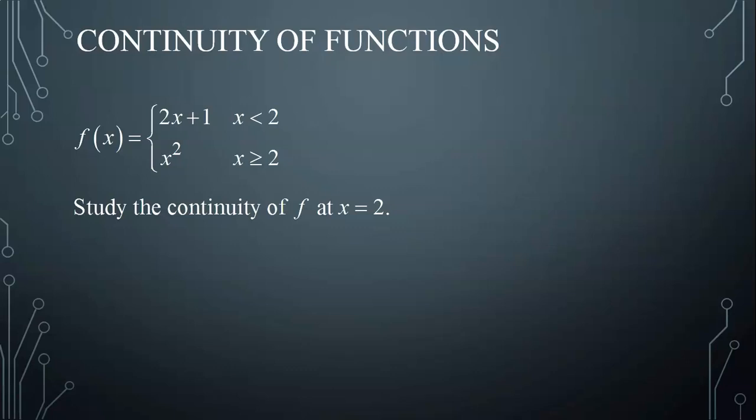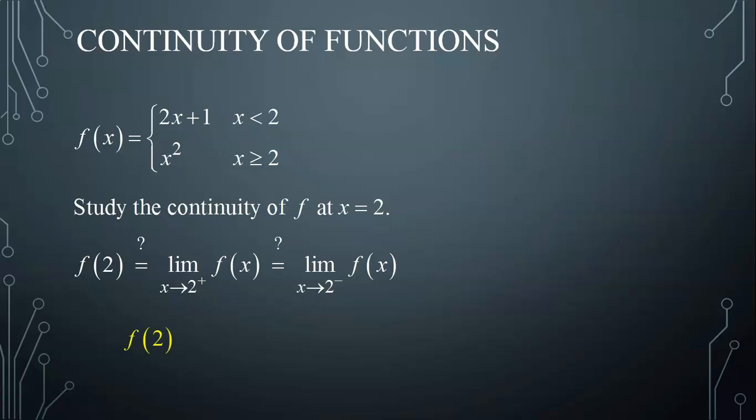Now this is a piecewise function defined by 2x plus 1 when x is smaller than 2 and by x squared when x is greater than 2. So in order to study the continuity of the function at x equals 2, I need to determine and compare f of 2 with the limit when x is approaching 2 from the right of f of x and the limit of f of x when x is approaching 2 from the left.